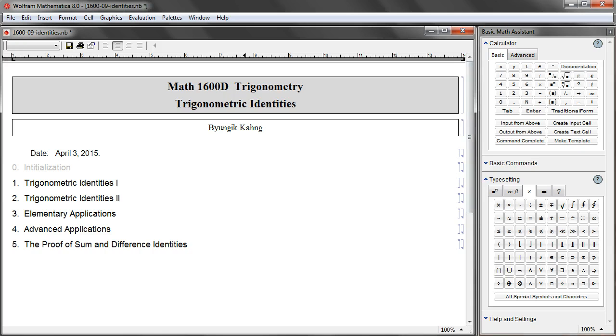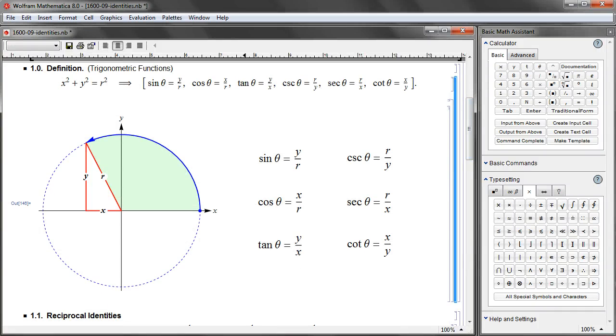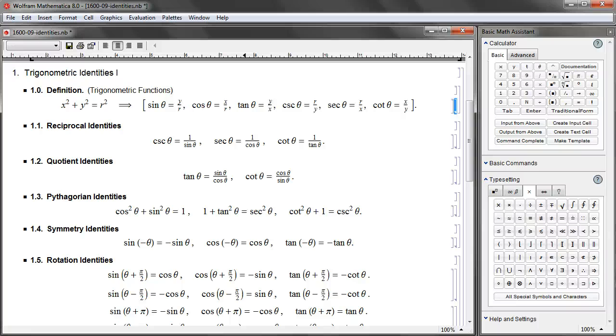Let's begin with a reminder. This is the definition of the trigonometric functions: sine, cosine, tangent, and their reciprocals, cosecant, secant, and cotangent. Here is the first set of identities called reciprocal identities. Cosecant is one over sine, consequently sine is one over cosecant, and similar relationships hold between secant and cosine, cotangent and tangent. How do we prove those?